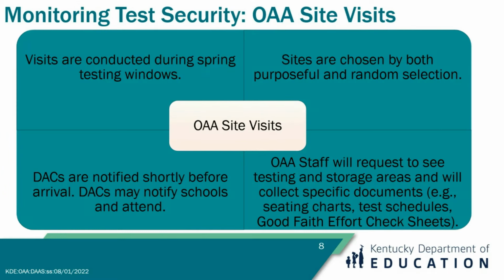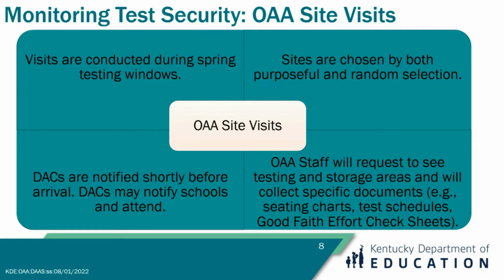Each year, staff from OAA visit schools during the testing window. The visits are announced to the District Assessment Coordinator, the DAC, shortly before the team arrives at the school building. Sites are chosen by both purposeful and random selection. OAA staff will interview school and district staff and request to see storage and testing areas. Certain documents are also collected at the time of the visit.